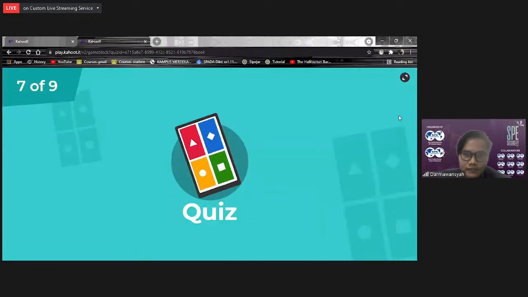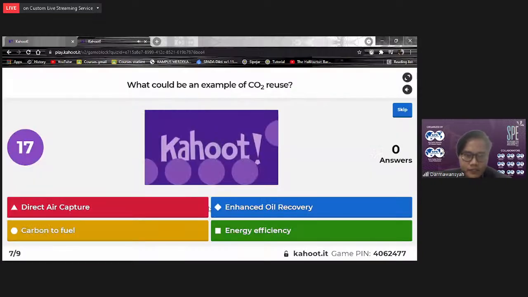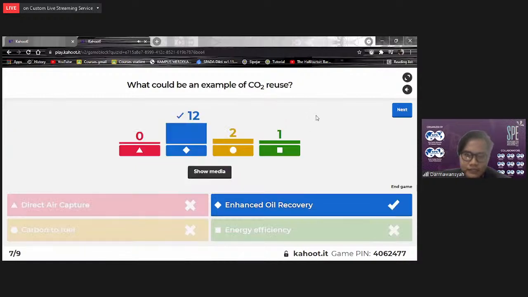The next question. What could be an example of CO2 reuse? Is it direct air capture, enhanced oil recovery, carbon to fuel, or energy efficiency? Three, two, one, and the answer is enhanced oil recovery.